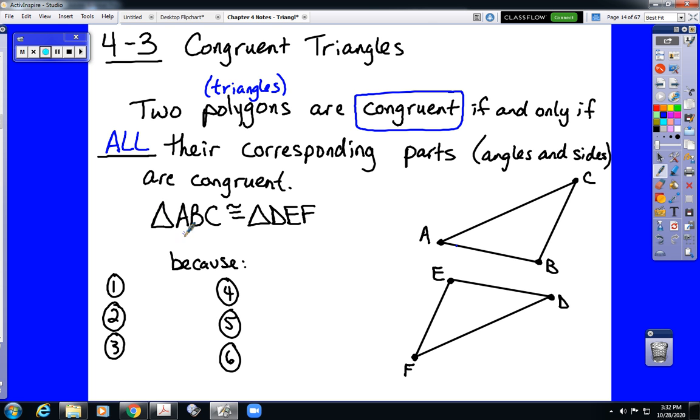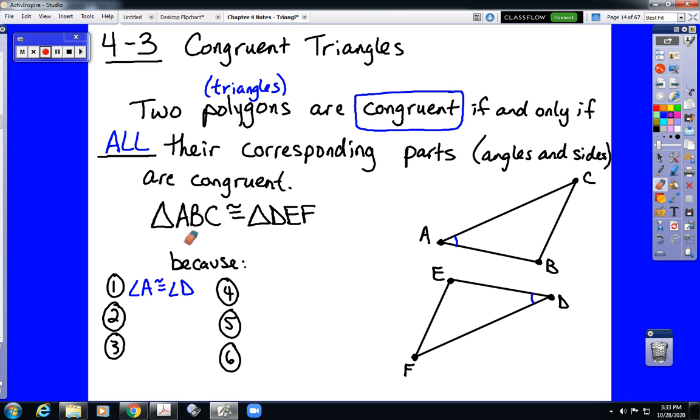If we look at the first letter in each name, which is A and D, that tells us that angle A must be congruent to angle D in these triangles. So we can go in and mark those with a single arc. So the first letter in each name tells us our first set of angles.